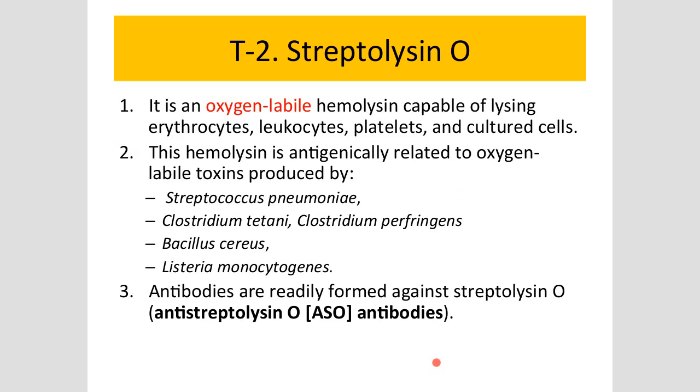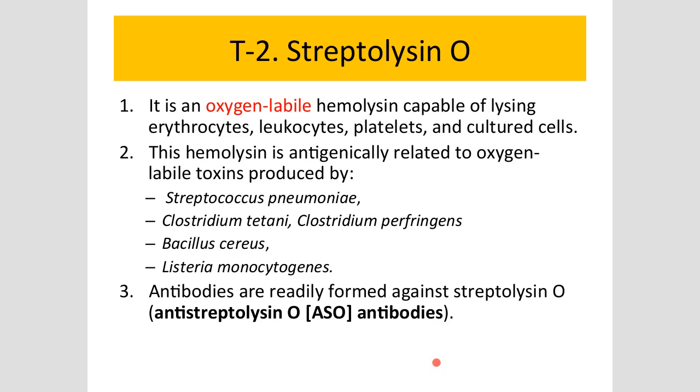Right? So in this case, you can see the previous one was non-labile, but this case is oxygen labile. So we have Streptococcus pneumoniae, which I'll come to in a while, Clostridium tetani, Bacillus cereus, Listeria monocytogenes. 1, 2, 3, 4. So 4 bacteria have the same O. The O you can remember as a mnemonic for oxygen labile, okay?